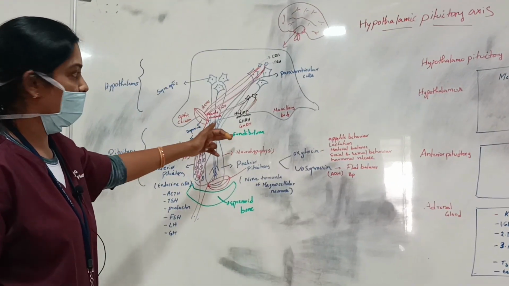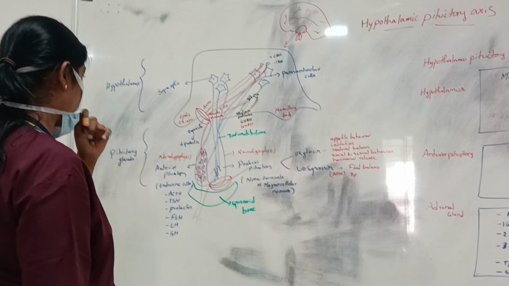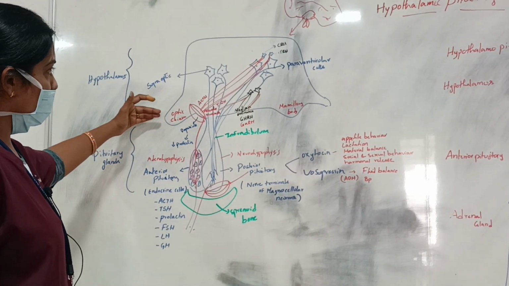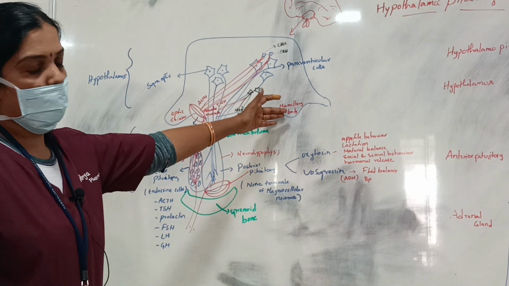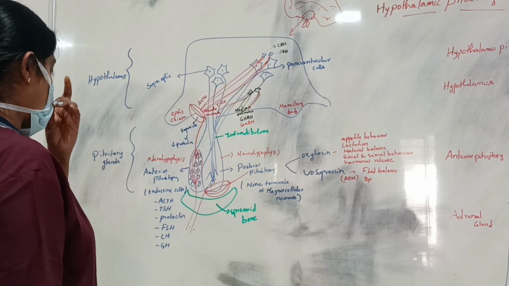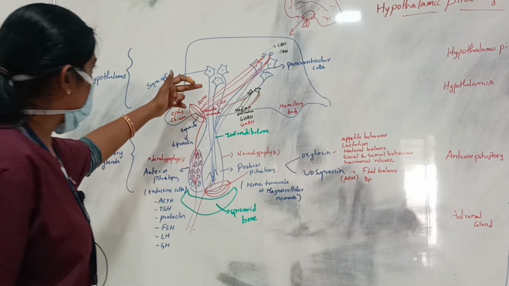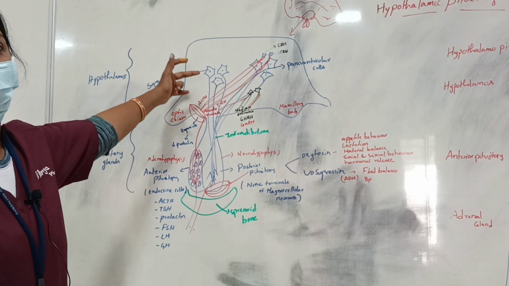They are linked through the infundibulum. And when you see the hypothalamus, there are two areas. This one is the optic chiasm, and this one is the mammillary body. And we'll see this linkage; this is a neuroendocrine linkage.